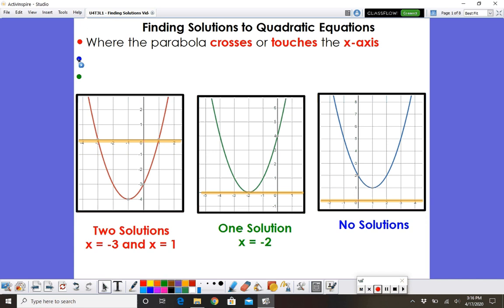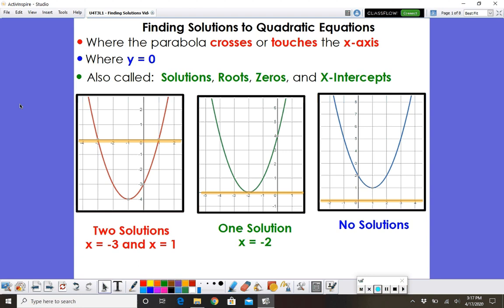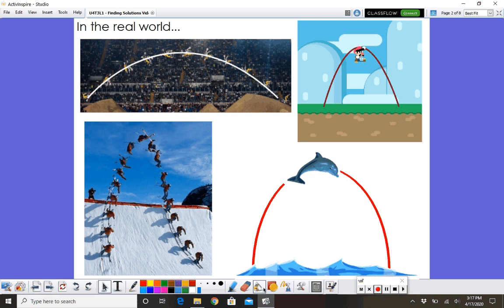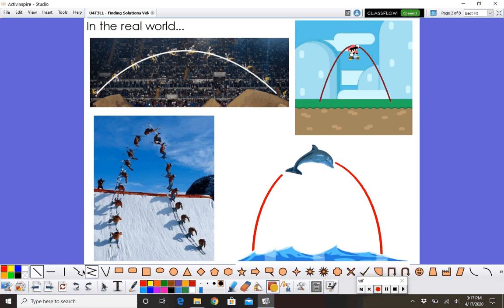Now the solutions are going to be found when it crosses or touches that x-axis. That's the place where the y value equals 0. So when we go to solve these equations, the very first thing we're going to have to check for is to make sure our equations equal 0. And the last thing you should know is that solutions are also called roots, zeros, and x-intercepts. So if it says find the solutions, it's asking you to do the same thing as if you were to find the roots.